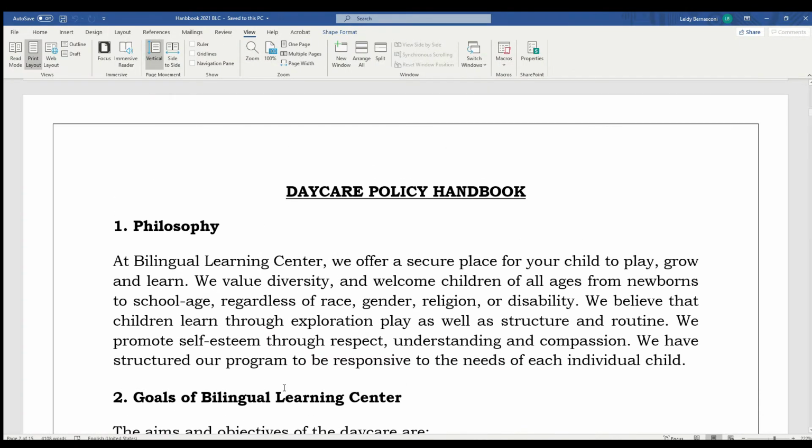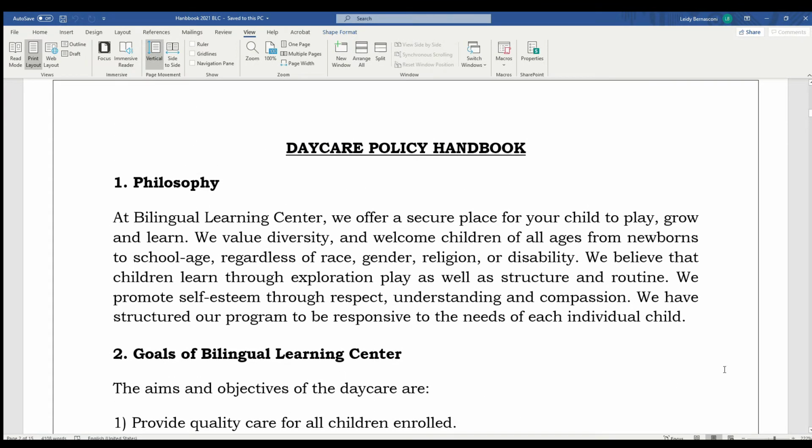Okay, so now in the first page, what I did is I put my philosophy. Here you guys have an idea on how my philosophy looks. You can change this. Each of us, we have different values, different beliefs. So this is the part where you can put more about yourself.